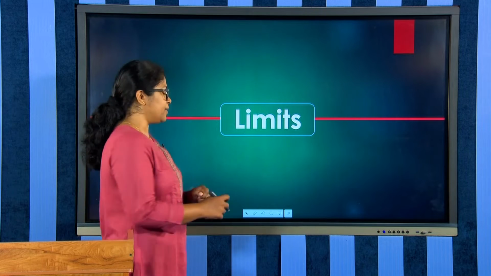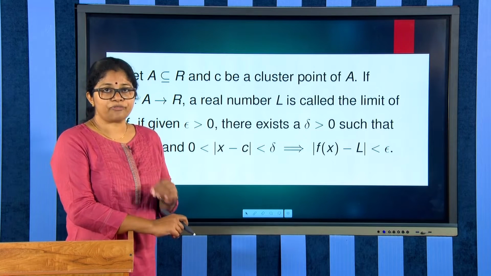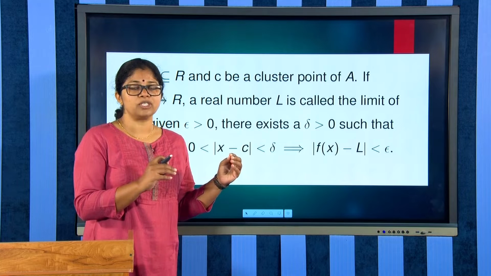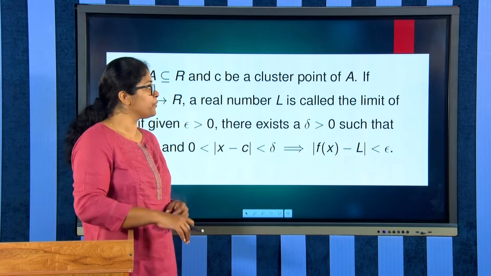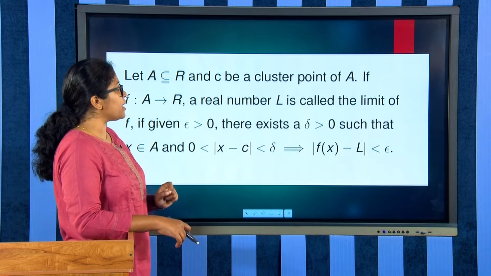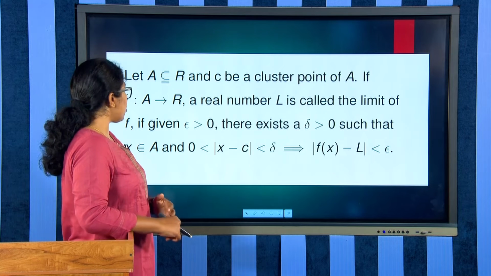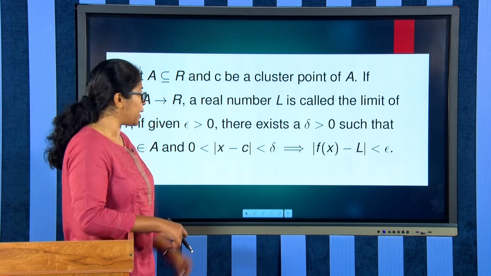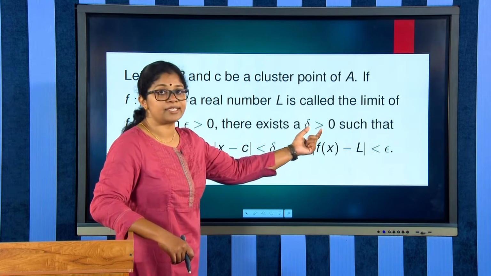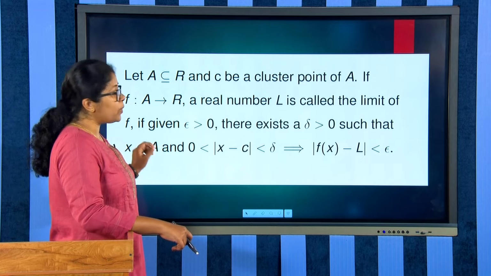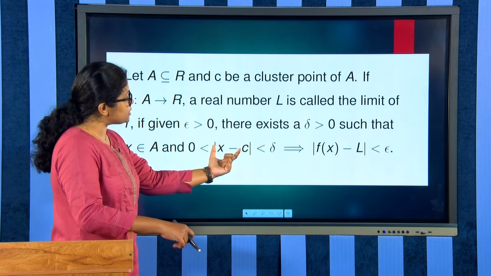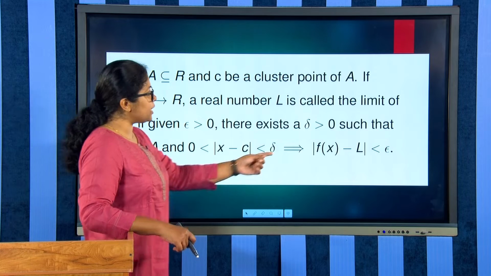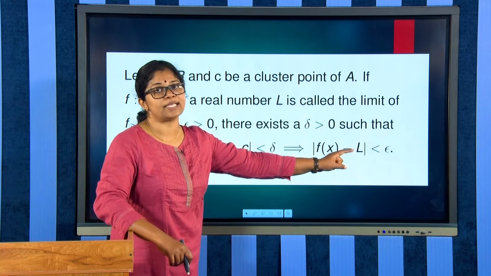The concept of limits is like this: let A be a subset of R and C be a cluster point of A. A cluster point of A means it is a real number to which every point of A is coming close to. If f is a function from A to R, a real number L is called the limit of the function f if, given epsilon greater than 0, where epsilon is a very small number between 0 and 1, there exists another real number delta greater than 0 such that whenever x is an element of A and x is in the delta neighborhood of C, that means 0 less than modulus of x minus c less than delta, it indicates that modulus of f of x minus L is less than epsilon.